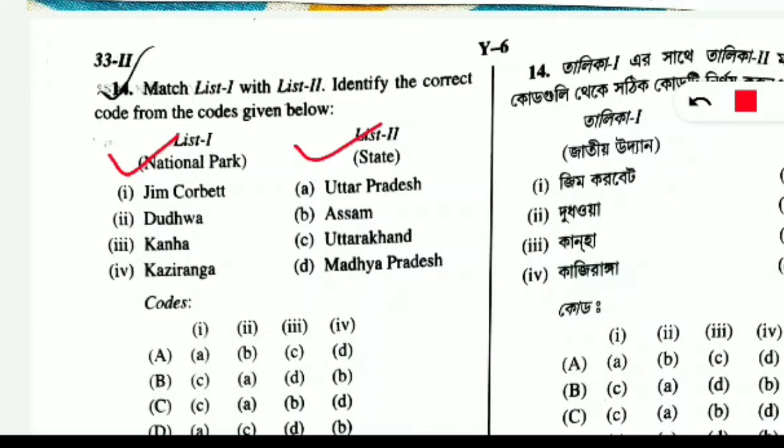So if you are from any of these states, it will be easy for you. I will tell you the answer. Question 14 option will be option number B. That means Jim Corbett National Park is present in Uttarakhand. And Dudhwa National Park is present in Uttar Pradesh. Kanha National Park is present in Madhya Pradesh. And Kaziranga National Park is present in Assam. So 1 with C, 2 with A, 3 with D and 4 with B will be the correct option. That means option number B will be the correct option for the 14th question. Let's move on to the next question.